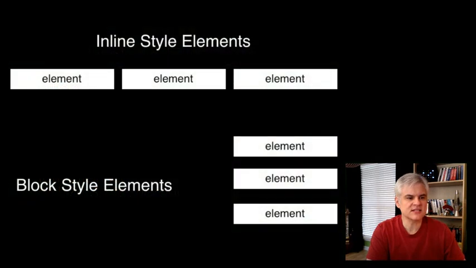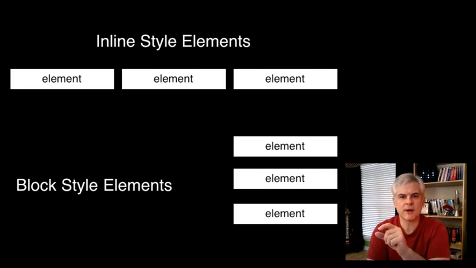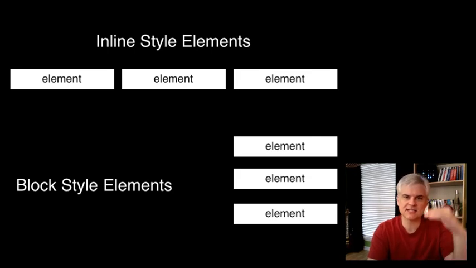So take a look at this diagram. This should hopefully help you see the fundamental difference between inline elements and block style elements. You'll see that in the simplest terms, the biggest difference between inline and block is that inline elements flow horizontally, and then when they reach the border of their parent element, they employ a soft line break to wrap to the next horizontal line. But block elements stack vertically on top of each other.